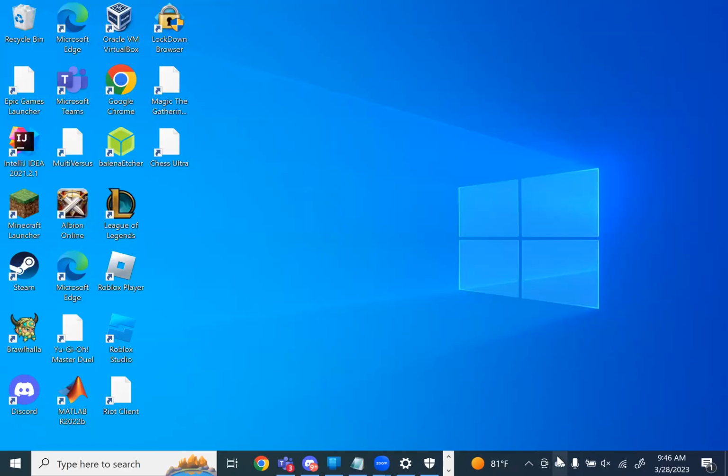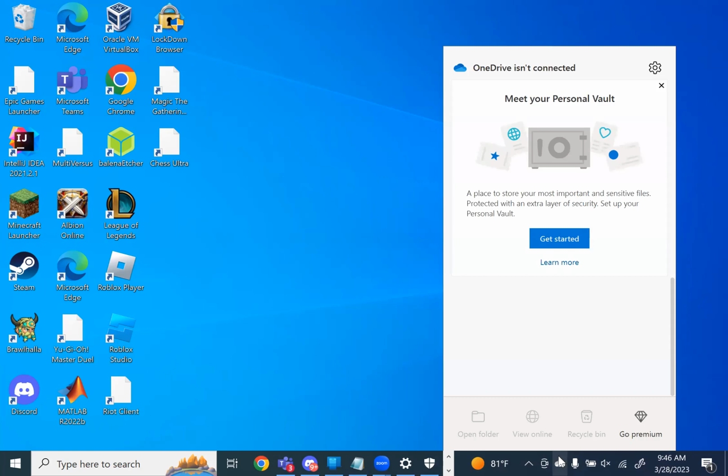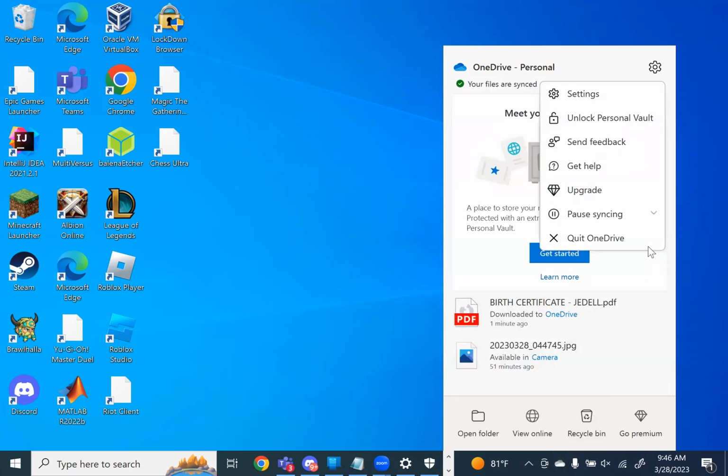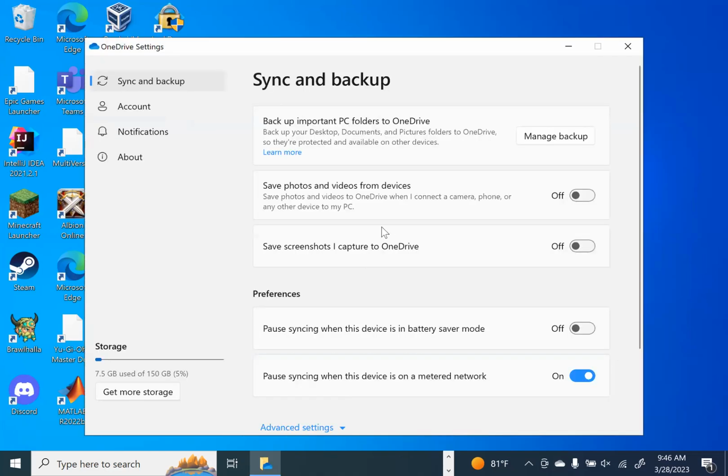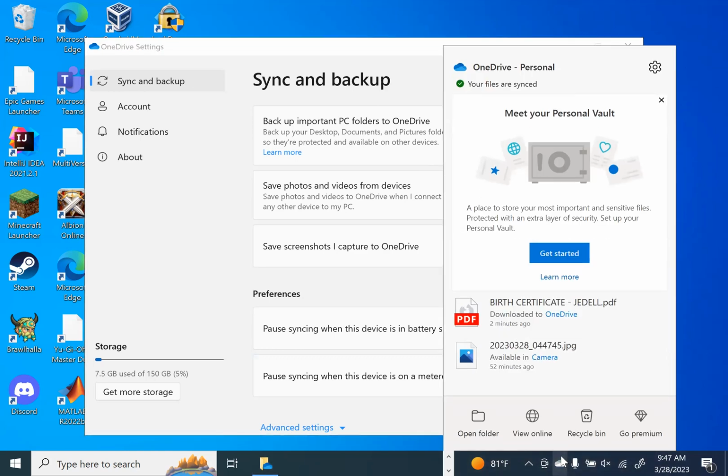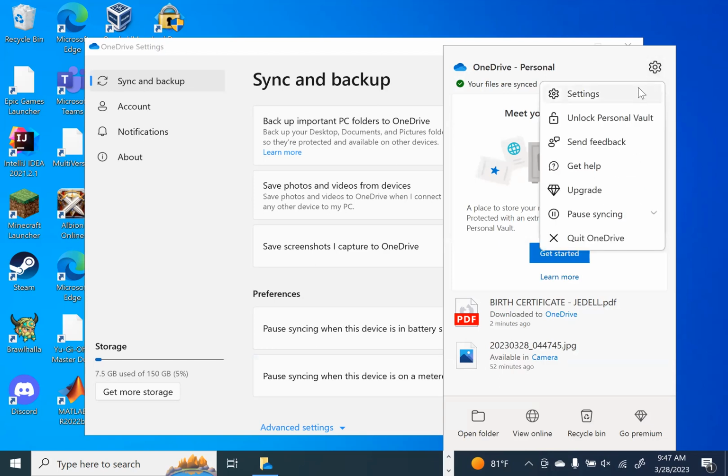It's a great question. So there you are. And if you click it or right click it, yeah, there we go. Settings. Where is it? Something about left click instead of right click. The cloud button, left click it. Go to settings from there. Then quit OneDrive or pause syncing. Well, that's, yeah. Quit. Oh no.